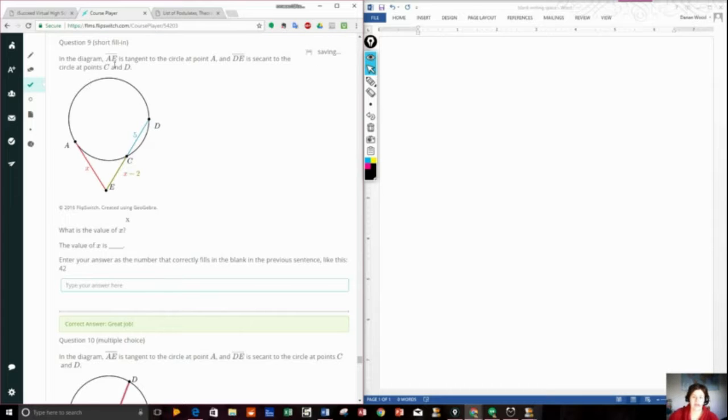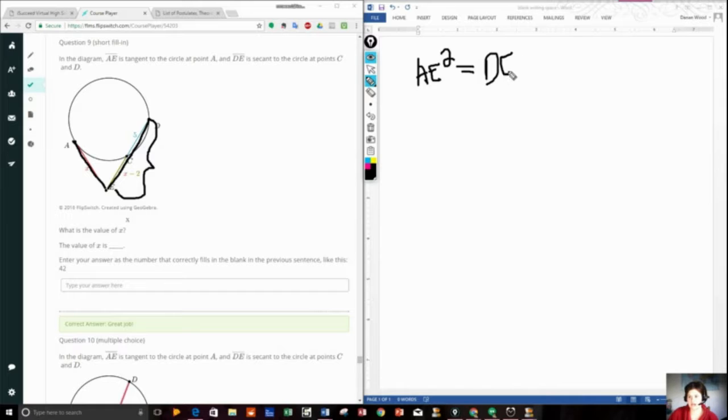In the diagram, AE is tangent to the circle at point A and DE is secant to the circle at points C and D. What is the value of x? Okay, so we have a similar setup. We have a tangent line there and a secant line. So again, we know that AE, the tangent segment squared, is going to equal the total line, so DE, times the partial CE.